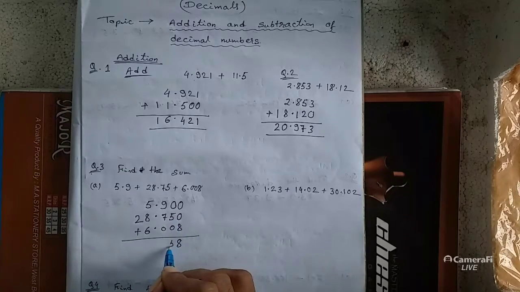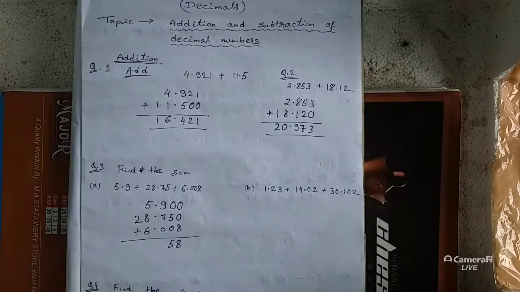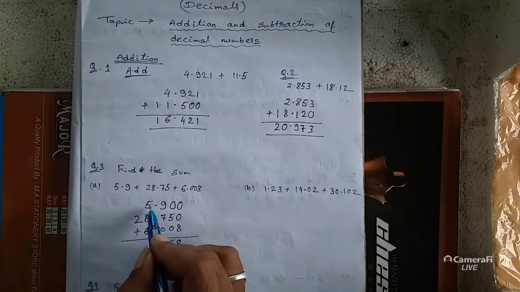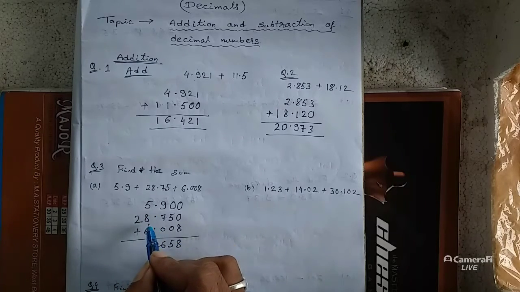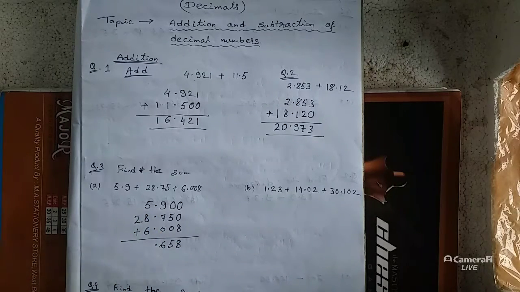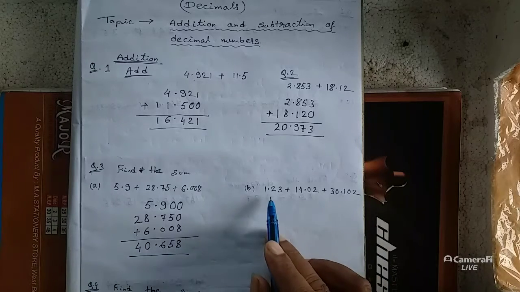Addition sign and add. 8 plus 0, 8. 5 plus 0, 5. 9 plus 7, 16, 6, 1 carry. 6 plus 8, 14, plus 5, 19, plus carry 1, 20, 0, 2 carry; 2 plus 2, 4. So the sum becomes 40.658.